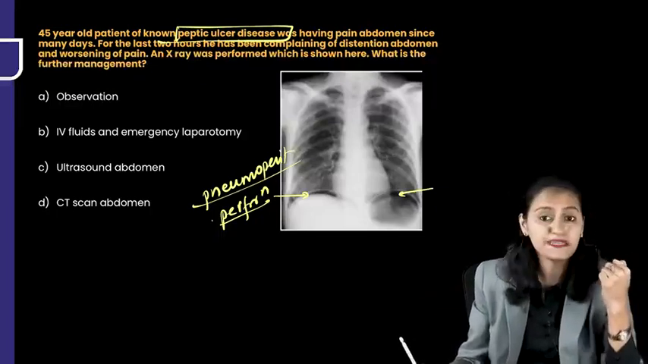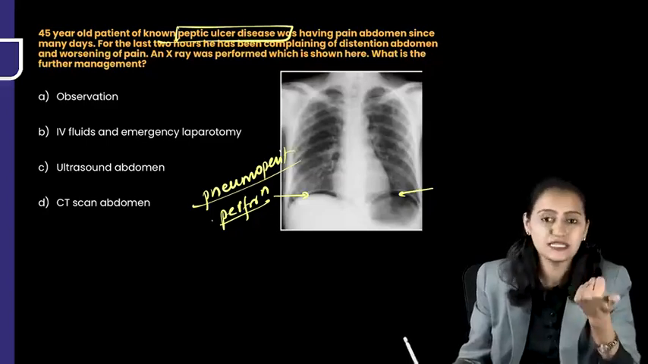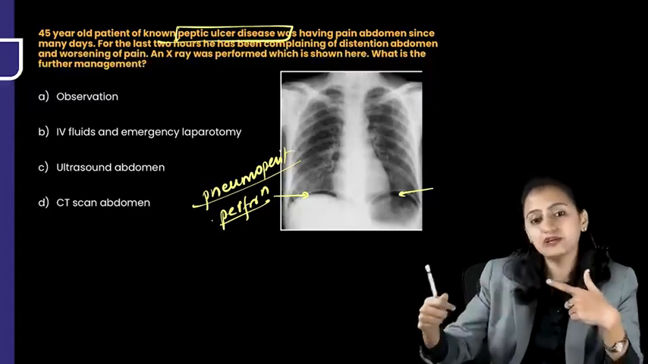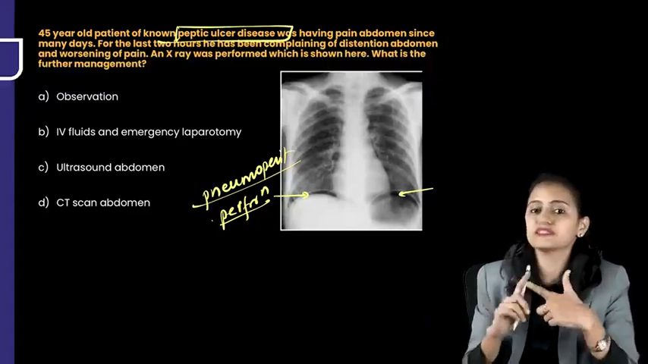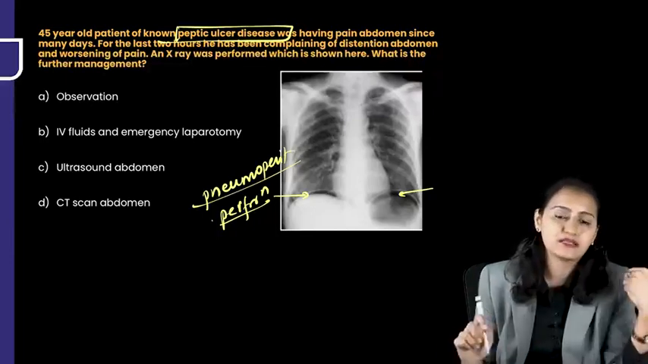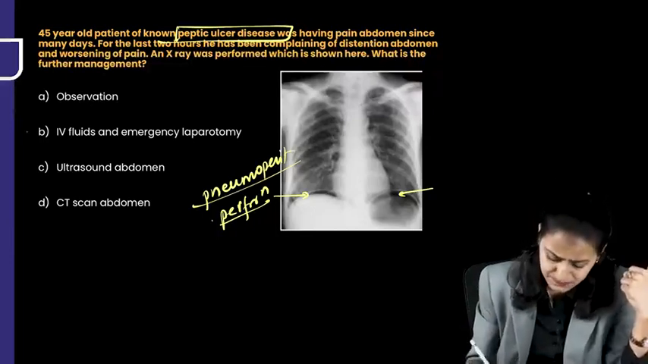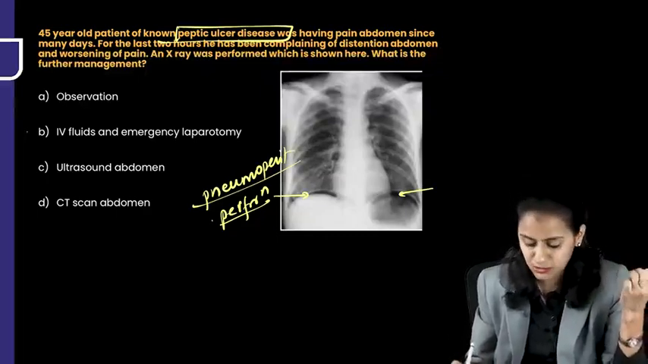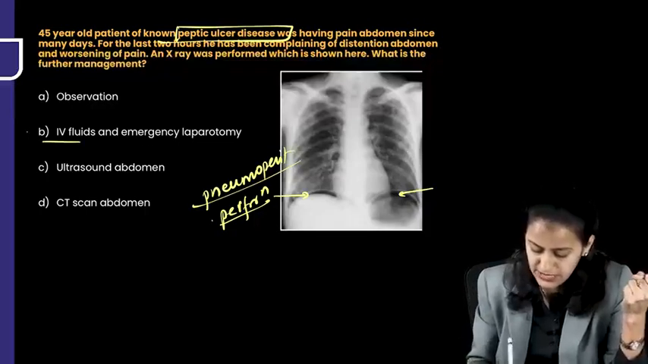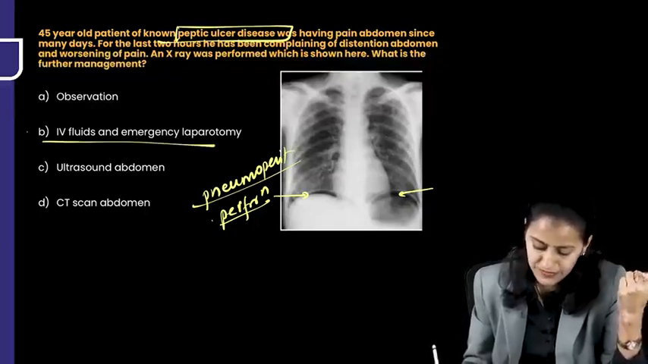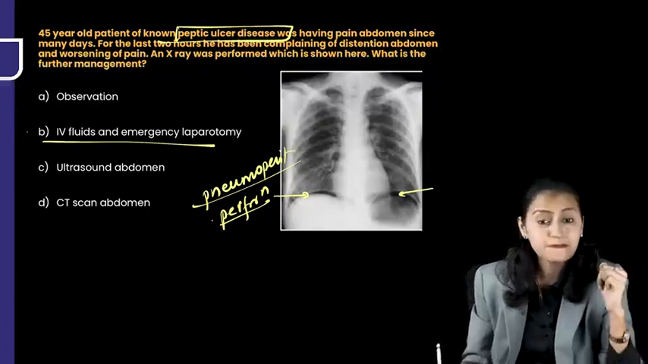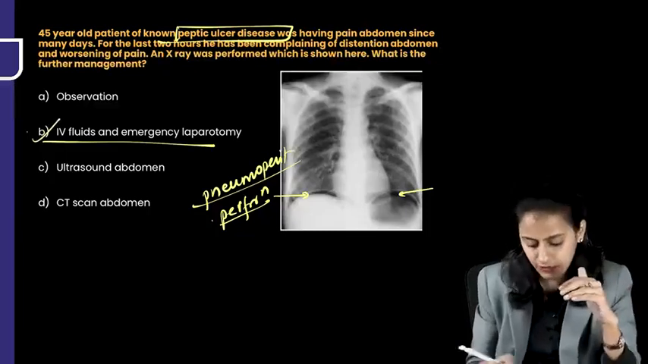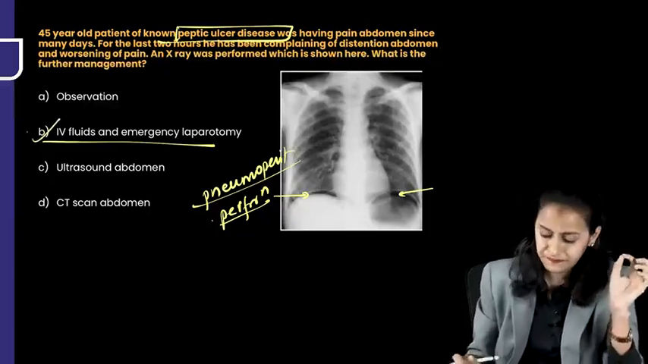So whenever there is pneumoperitoneum, we need to treat the patient. Surgery needs to be done. First is stabilizing. If the patient is stable, we can evaluate with CT scan to look for the site of perforation, and we need to take the patient for surgery then. So here, is it observation, ultrasound abdomen, CT abdomen, IV fluids and emergency laparotomy? What we need to do here is IV fluids and emergency laparotomy in this patient. If nothing is mentioned in the clinical scenario, patient stable or unstable, go for IV fluids and emergency laparotomy.